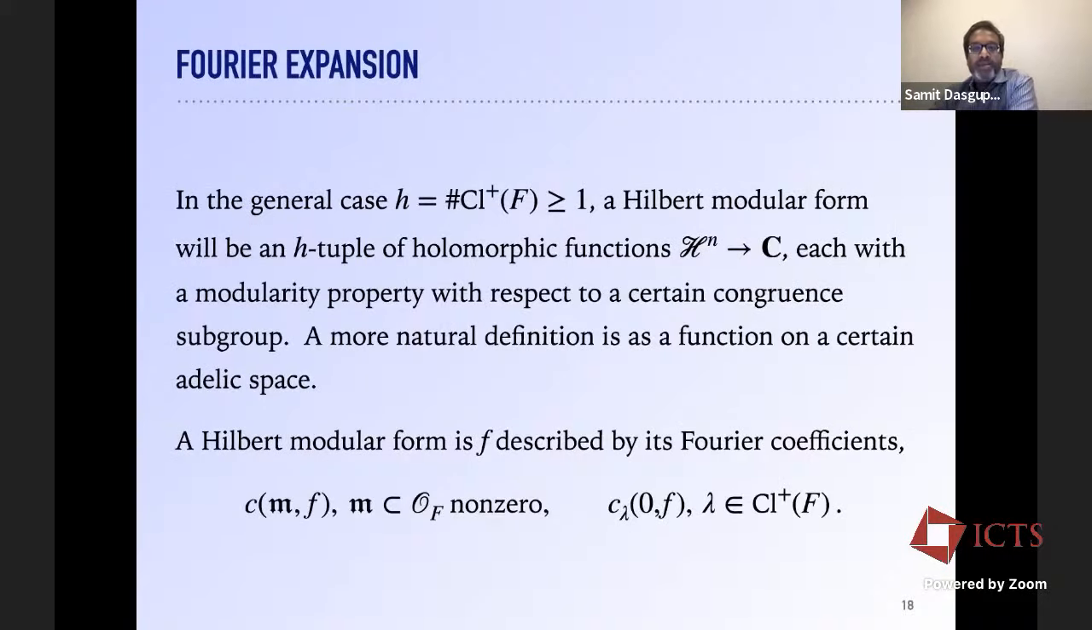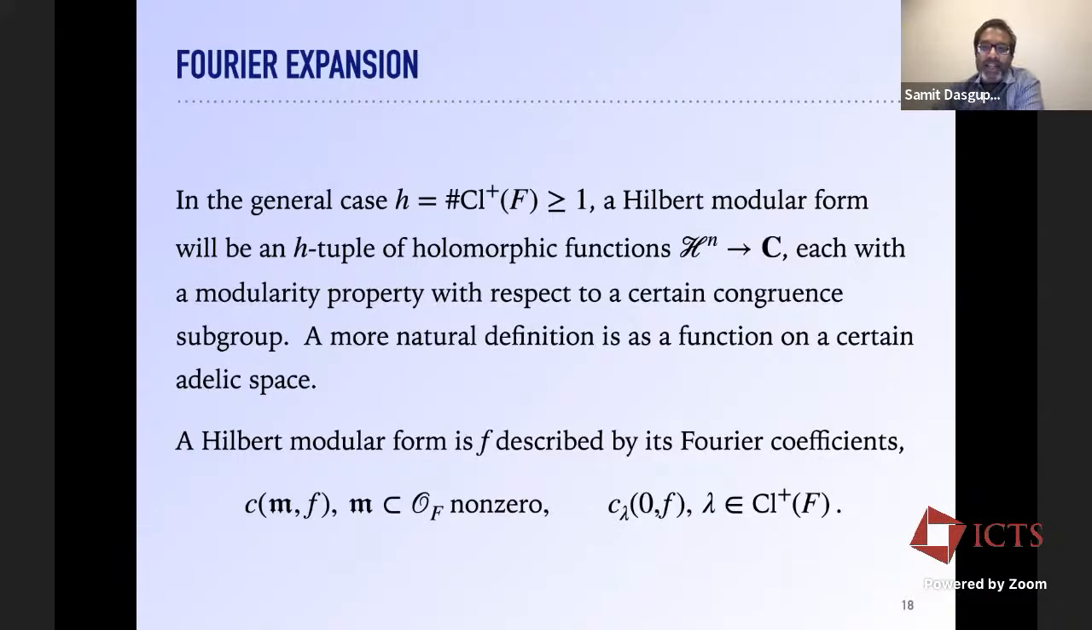Okay. So in that case, a Hilbert modular form will be an H-tuple of holomorphic functions rather than just one holomorphic function when the narrow class number is greater than or equal to 1, where H is the narrow class number. Each one of these functions has an invariance property with respect to not GL2 plus OF or not even gamma naught of n, but some sort of modification of that.